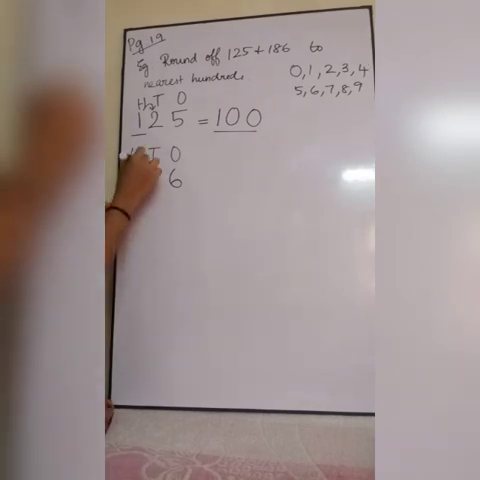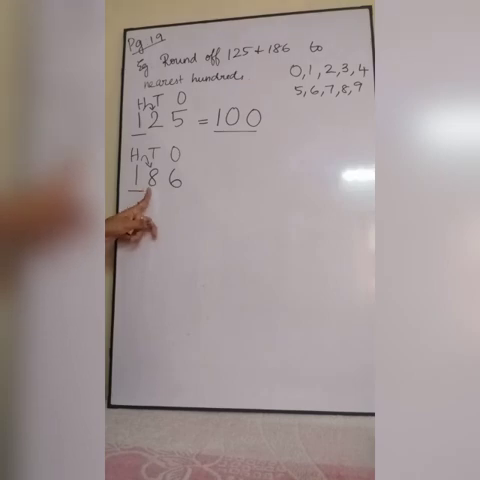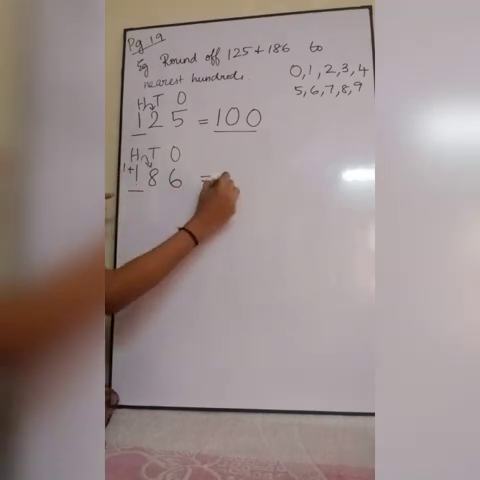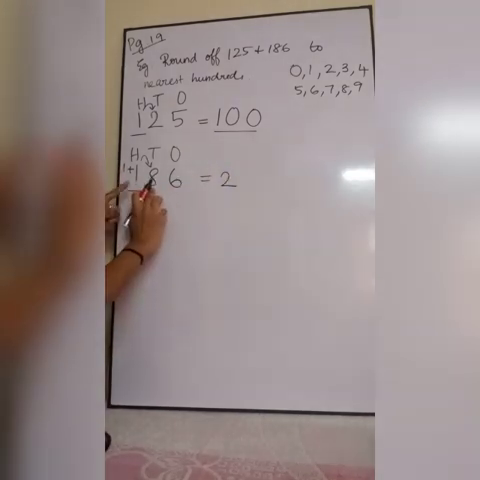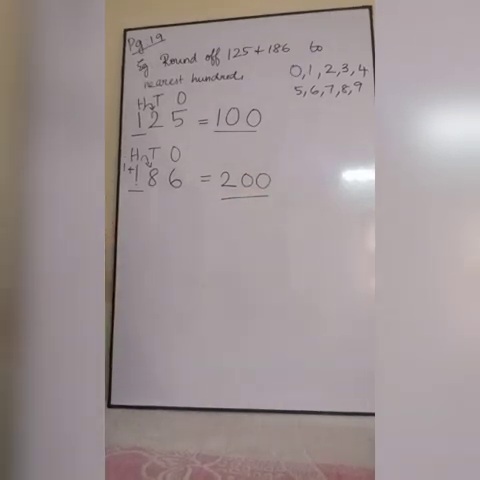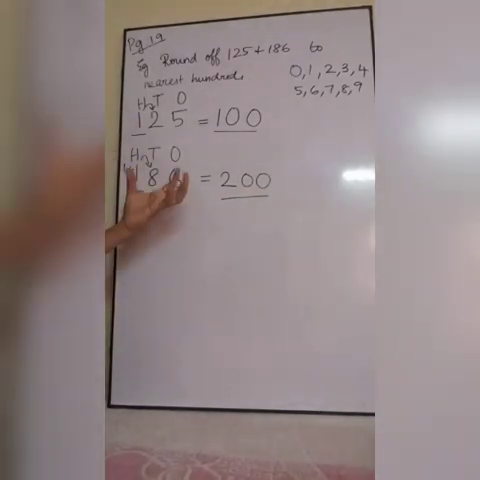So where will you check? You will check the tens place. What is the tens place value? 8. 8 means just add 1 to the 100 place. 1 plus 1, 2. Then how many digits are there? 1, 2, so 2 zeros. So 200 is the round off value for 186. So this is how we should do the round off to nearest hundreds.